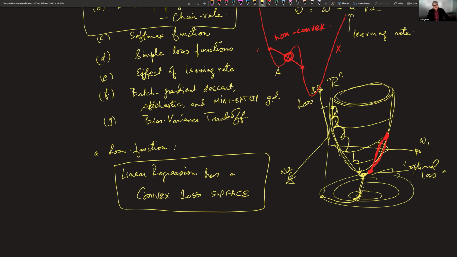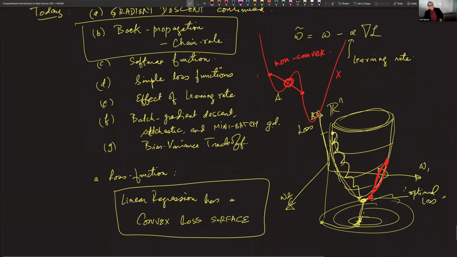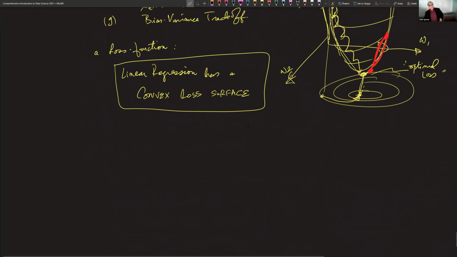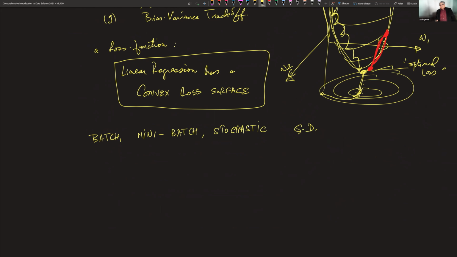But before I do that, I would like to give you the idea of a new concept called batch gradient descent, stochastic, and mini batch gradient descent, these three things. So let me first finish that topic because it is important. Batch, mini batch, and stochastic gradient descent, GD. See, what happens is we always say that you have to compute the loss.